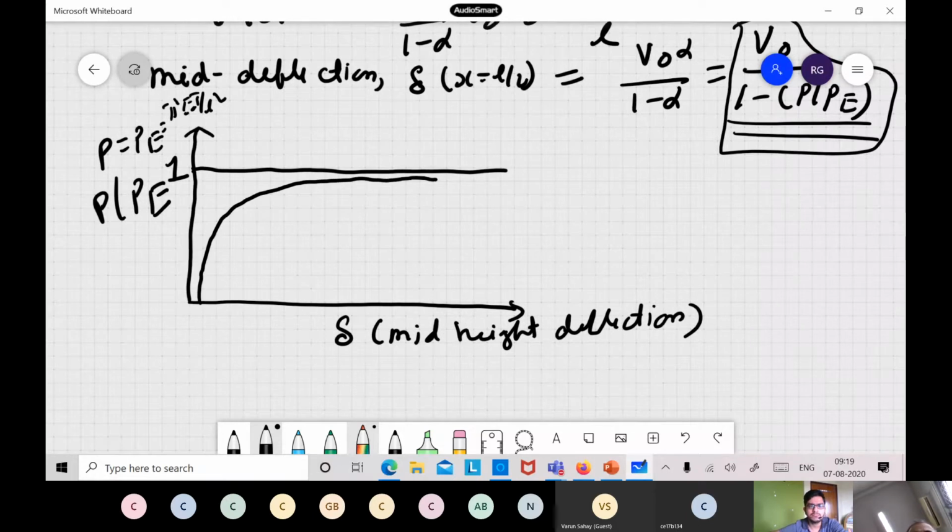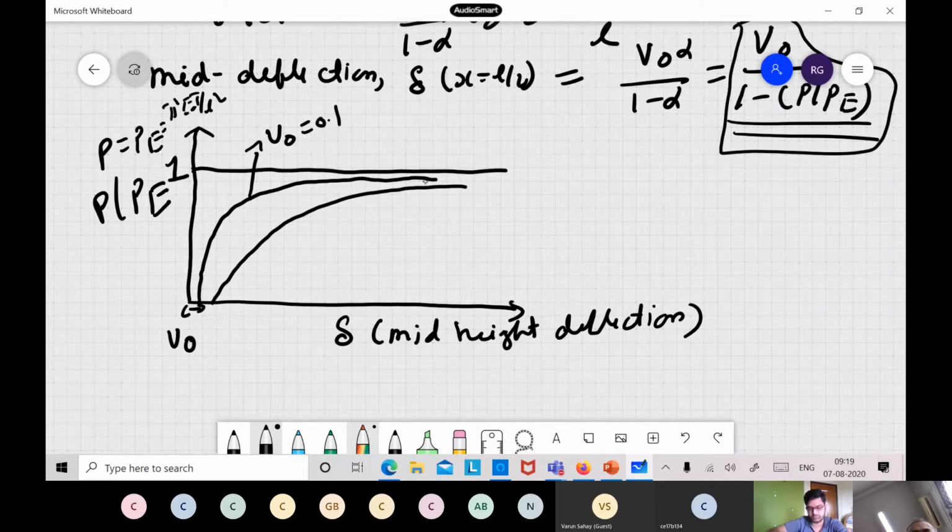So the behavior will be something like this. This small portion is nothing but V naught, that's your initial crookedness. So it goes like this. And if you try to plot, let us say your initial crookedness is some 0.1 or something. As crookedness increases, it quickly goes towards, you followed, right, some 0.3 or something. So now the curves look something like this. Now what does it tell you? When you look at this graph, what does it tell us?